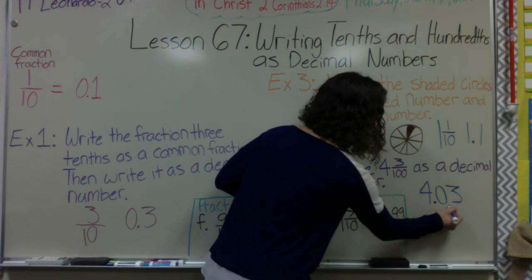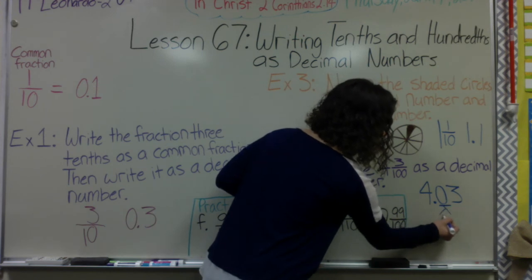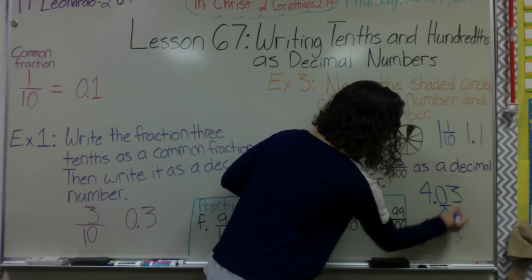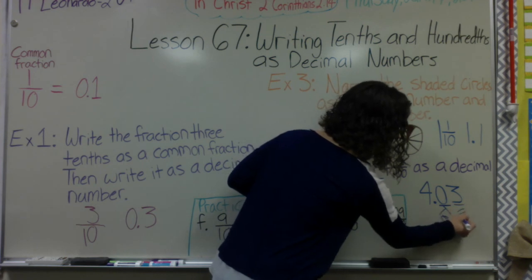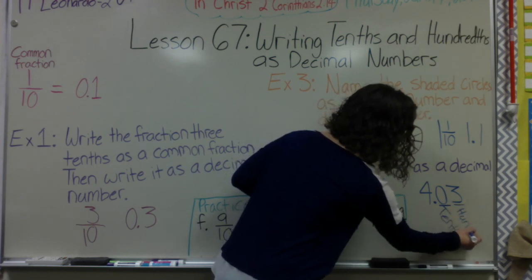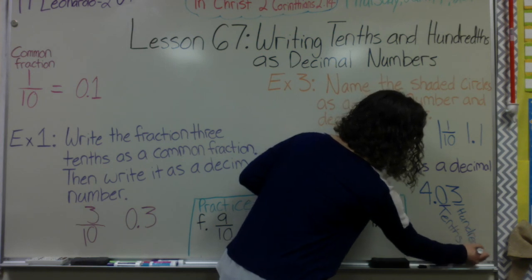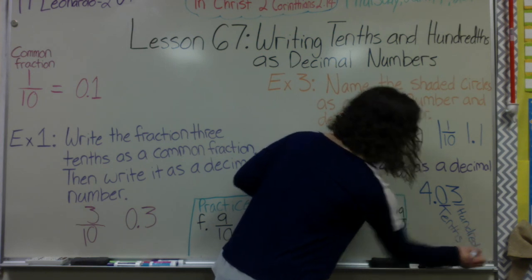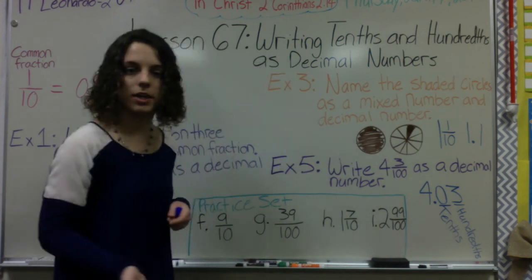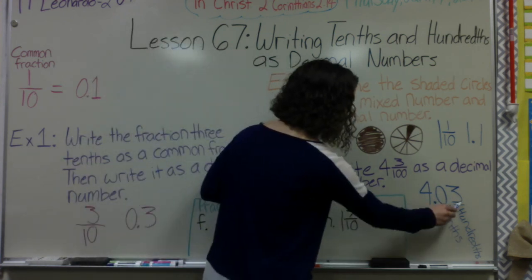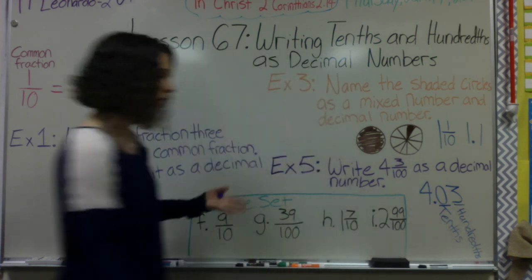I'll go ahead and write this here. I have my tenths and I have my hundredths. It's going a bit off of the board. You might not be able to read it, but it says tenths and hundredths, so this is 4 and 3/100ths. I just read the last place value.